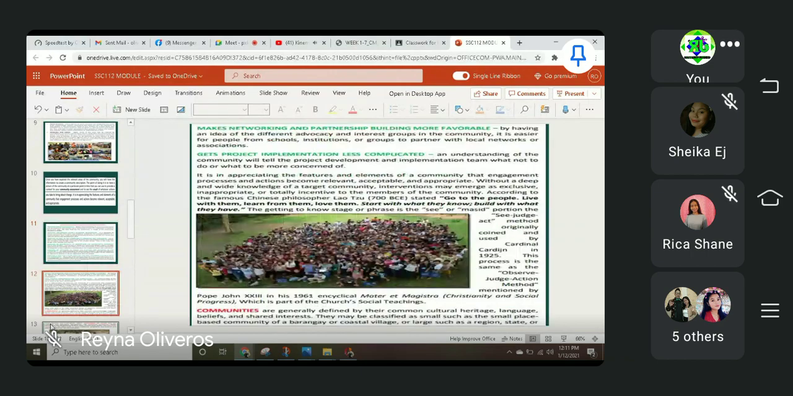Ayan. Then, sumunod naman, it makes networking and partnership building more favorable. 'Di ba? Once you understand and see what is in that community, lalawak yung network mo, dadami yung mga kakilala mo, 'di ba? Yung partnership mo with other people will be more favorable. And by having an idea of different advocacy and interest of groups in a community, pwede kang humingi ng tulong din sa ibang tao. Or I mean, pwedeng may mga ibang institution na tumulong sa'yo, kagaya na lang ng mga local networks or associations.